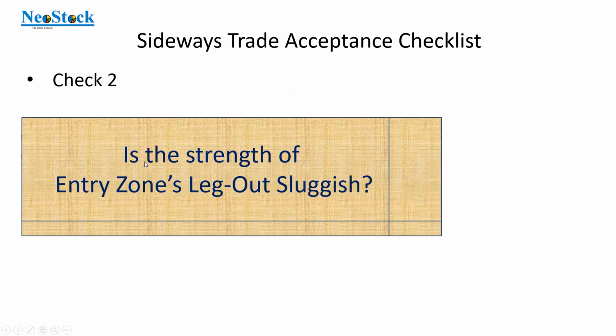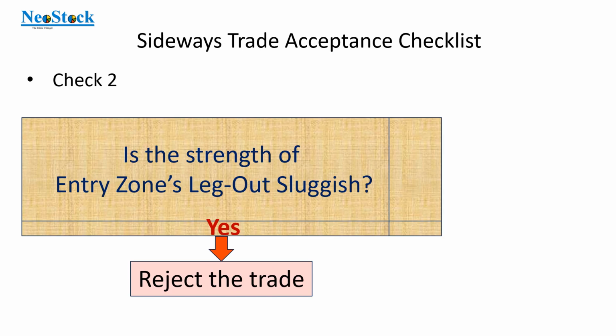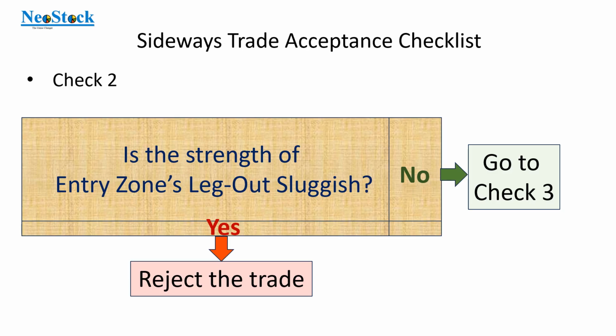Checklist 2. Is the strength of the entry zone's leg out sluggish? You already learned zone strength in the phase 1 training videos. You have learned different strengths like high explosive, gap or pro gap, follow through candles, no follow through candles, and sluggish. So if the strength of the leg out is sluggish, you have to reject the trade immediately. You should not accept. And go to checklist item 3.